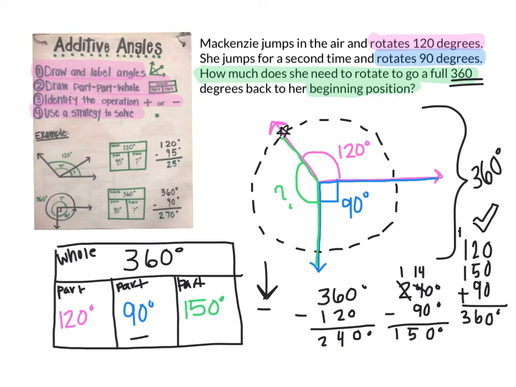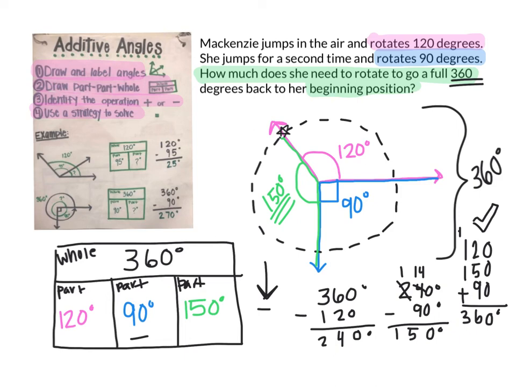So we can go back over to our picture, fill that in. And that answers our question, how much does she need to rotate to go a full 360 degrees back to her beginning position? 150 degrees.